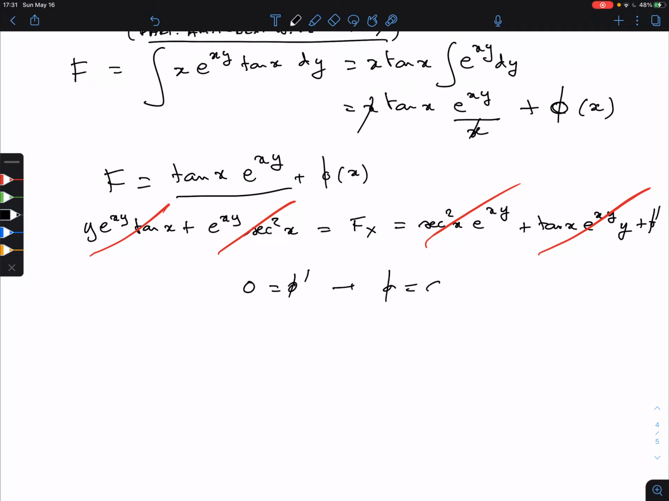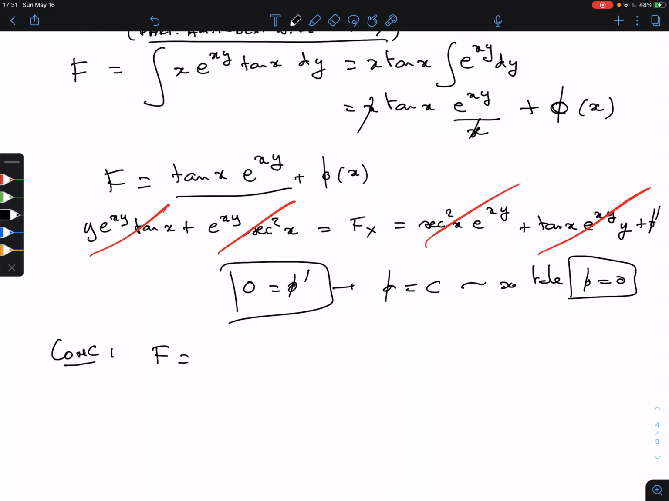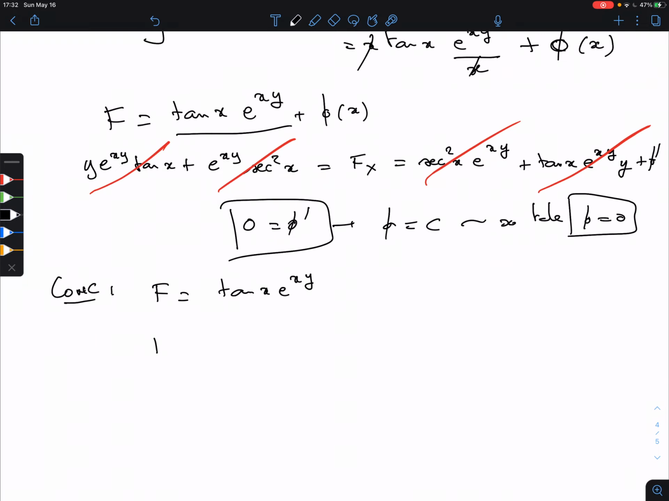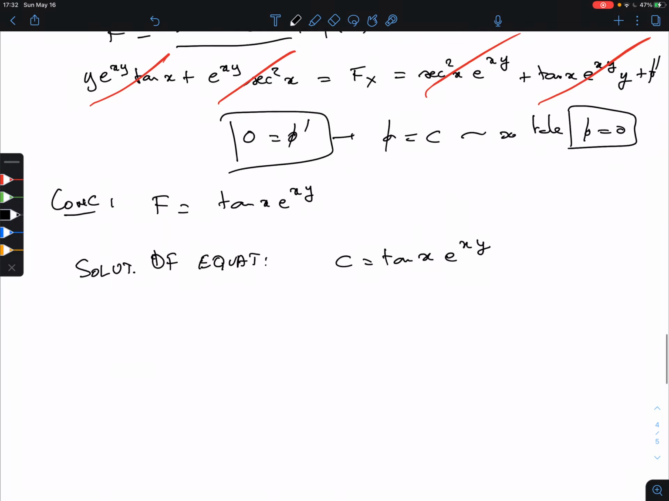This means that phi is an actual constant, but we can take it, so take phi equal to 0. Remember, we only have to find a solution to this equation, and 0 is a solution. So, conclusion, f is actually equal to tangent x e^(xy) plus 0, but we don't need the 0 here. And therefore, the solution of the exact equation is c equals tangent x e^(xy).